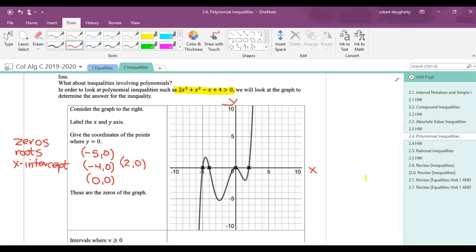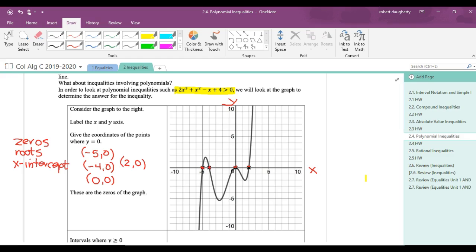Now, this inequality is asking for where it is greater than 0. Where do you think by looking at the graph, my graph is greater than 0? Well, first, do you know where is it equal to 0? Right here, right here, right here, and right here. This is where the function equals 0. Where do you think it's greater than 0? You think above or you think below? Above. Above is where it's going to be greater than 0.